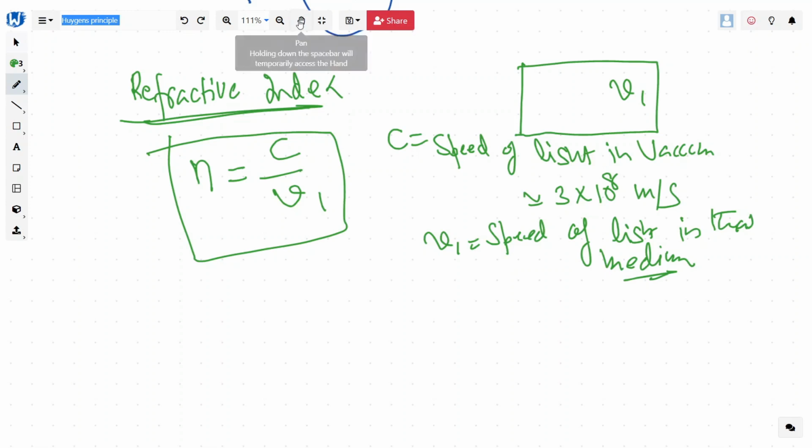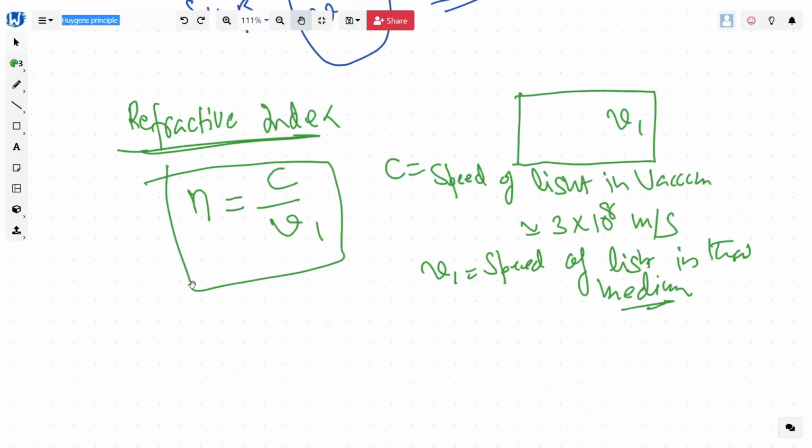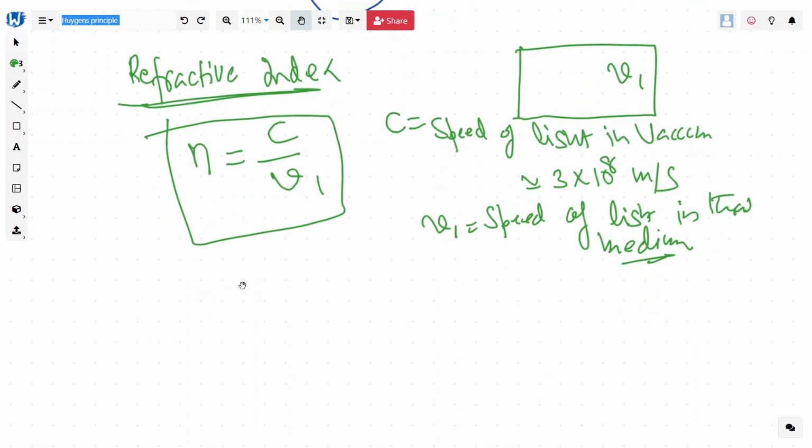Now, as we observed here, it says that sine of alpha by sine of beta is equal to V1 by V2.